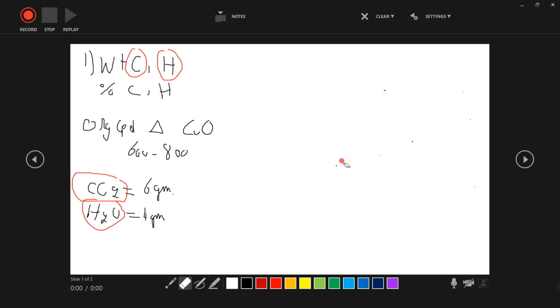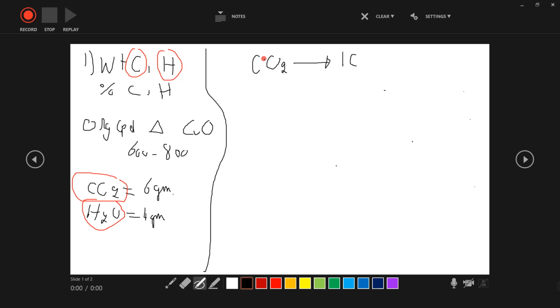Okay, what we will do now, I will say carbon dioxide contains how many atoms of carbon? Only one.